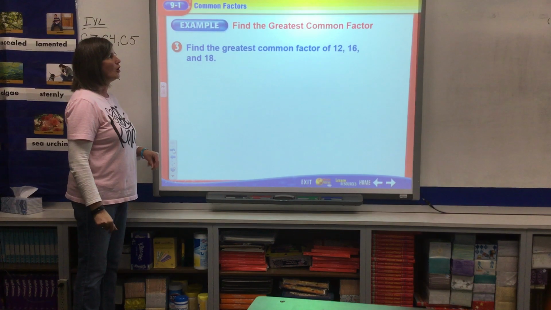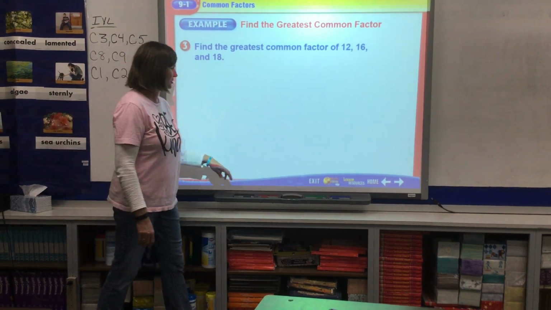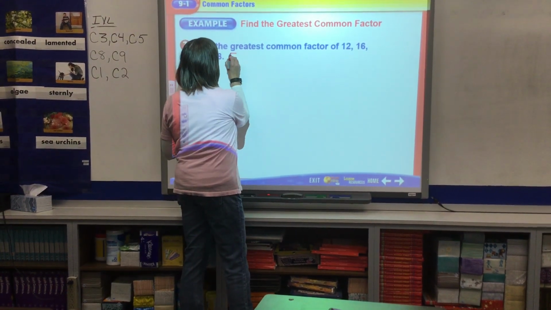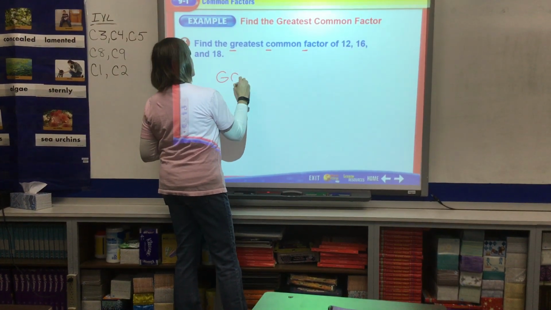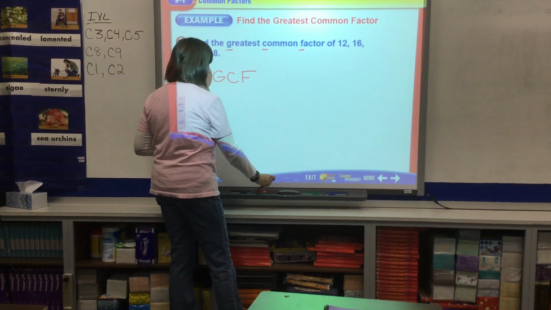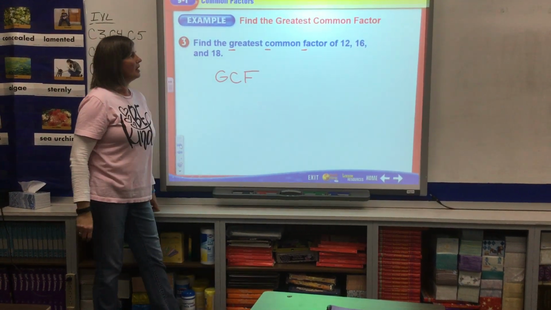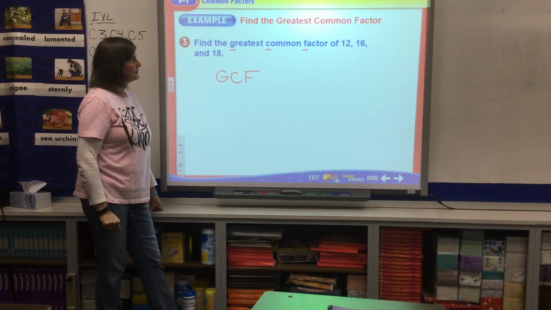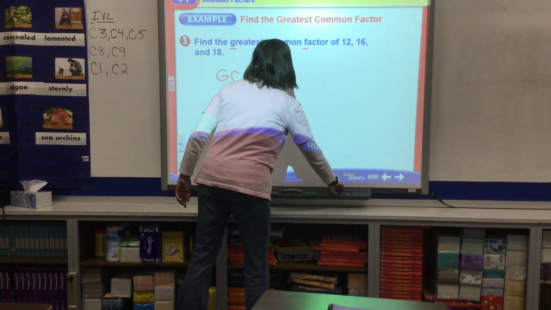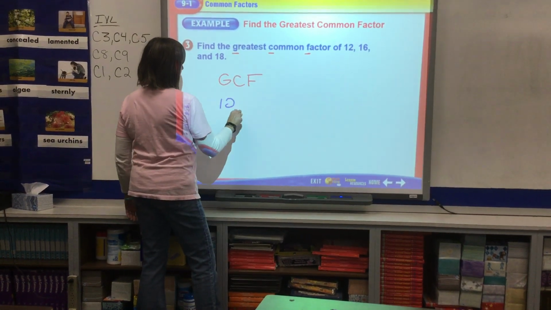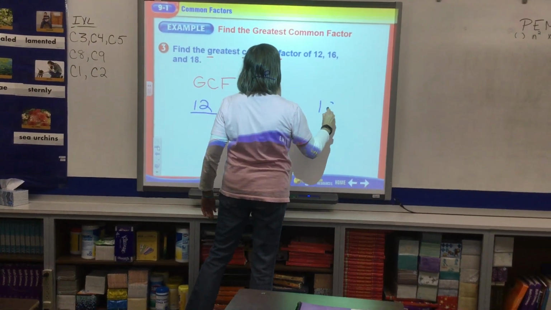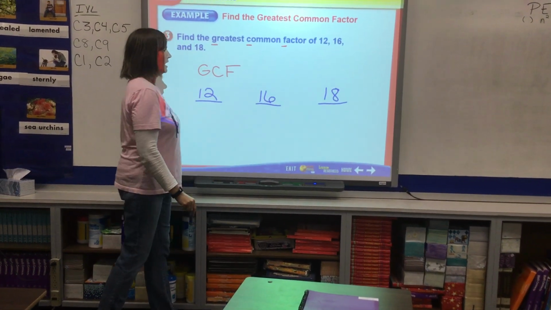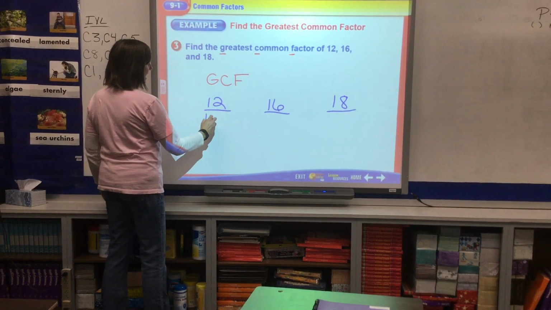Now, we have something called the greatest common factor. At the beginning, I underlined the G, the C, and the F, and that is abbreviated like this, the GCF, and that stands for the greatest common factor. So what we're going to do in this problem is list out the numbers. We've got the number 12, the number 16, and the number 18. So we're going to list out the factors.